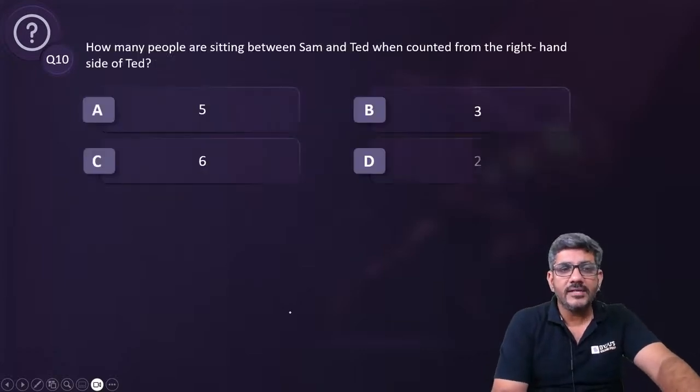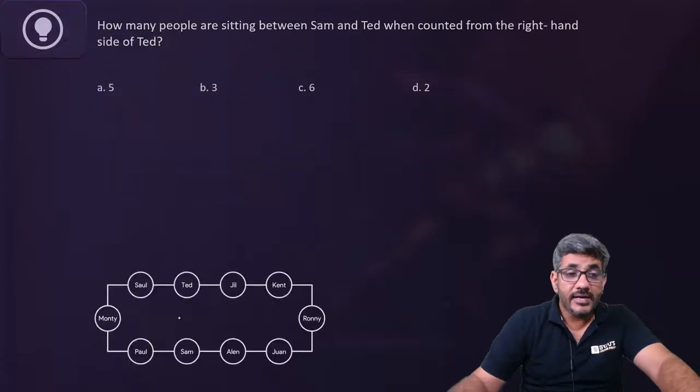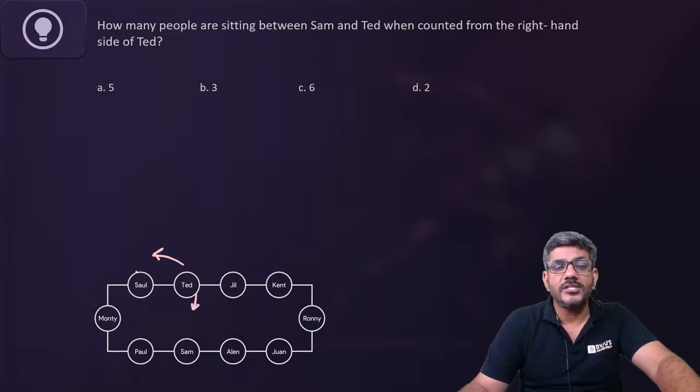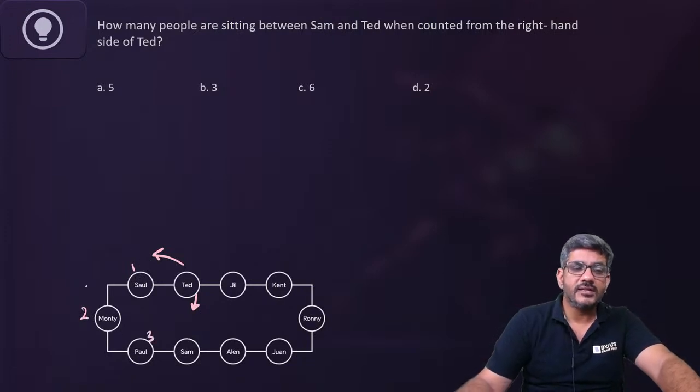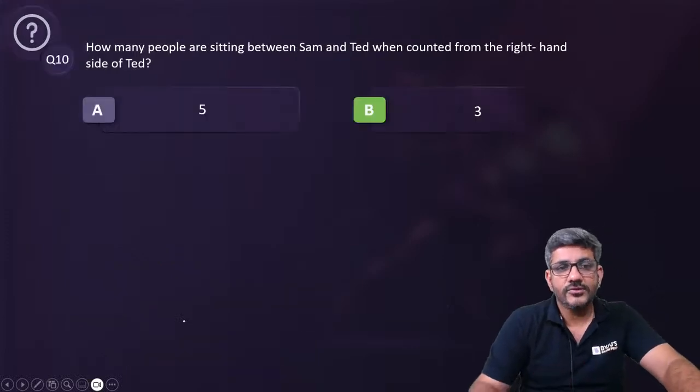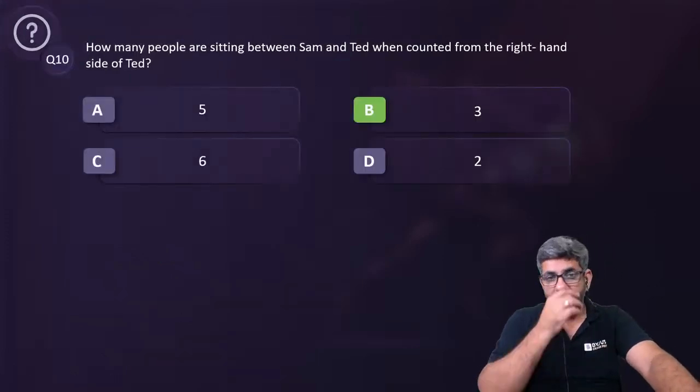And how many people are sitting between Sam and Ted when counted from the right hand side of Ted? Start from Ted's right. Ted's right is on this side. He is facing in this direction. So start from here. How many people are there between Ted and Sam? 1, 2, 3 and Sam is there. So there are 3 people between Ted and Sam when counted from the right hand side of Ted. So the answer for this question is option B, that is equal to 3.